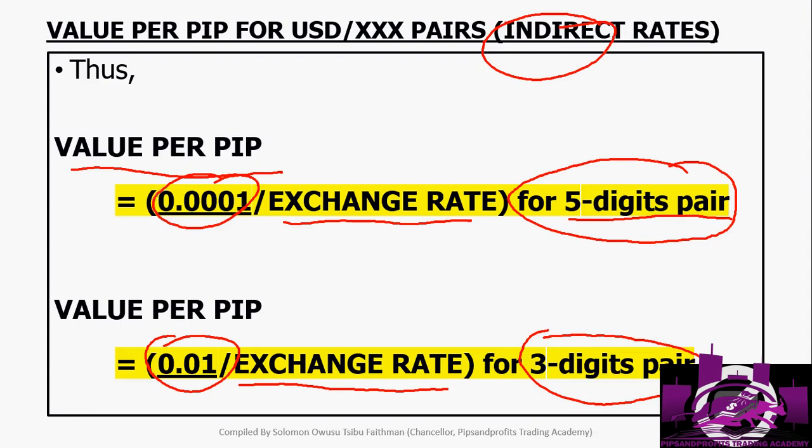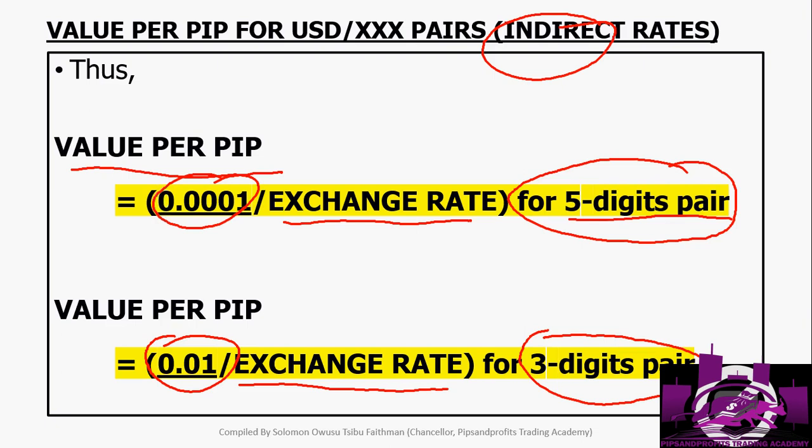At this point, I want to pause and ask. Okay, Yaira is asking a question about the direct exchange rate. Please, can we say all direct exchange rates have their value per pip to be 0.001? Yes, I said it. Yaira, I said it. Thank you very much. You like asking questions, and I like that. Thank you. Okay. So that is that.